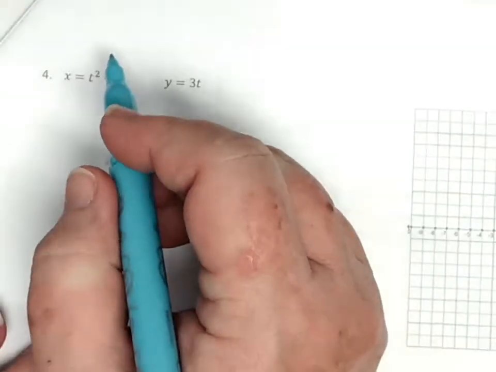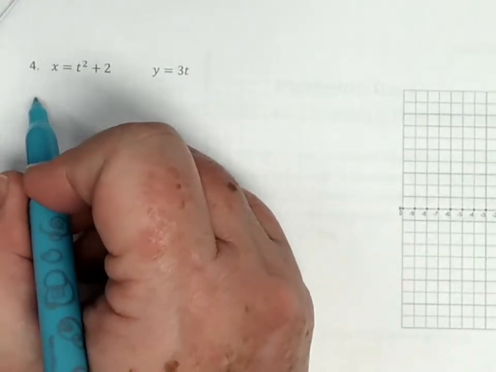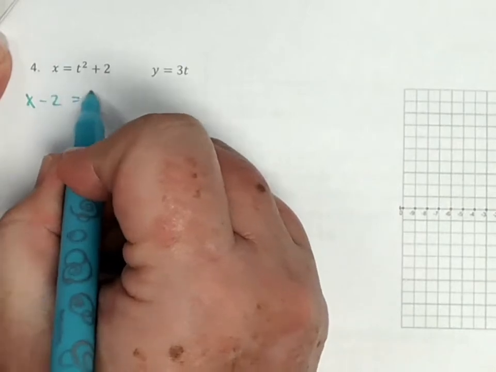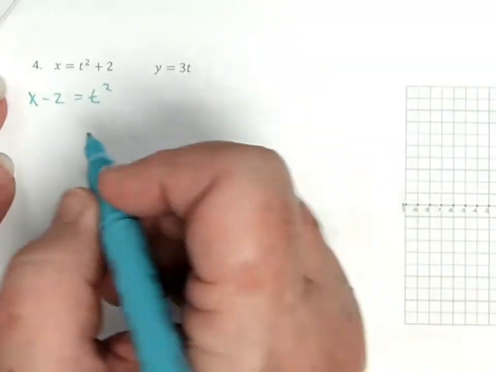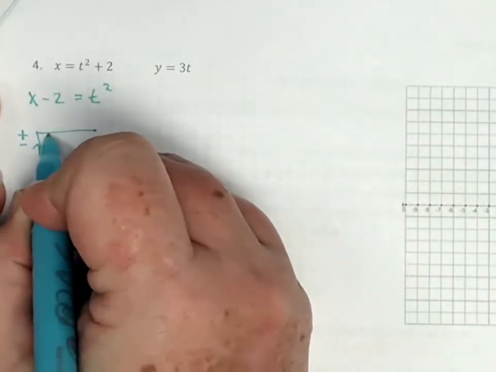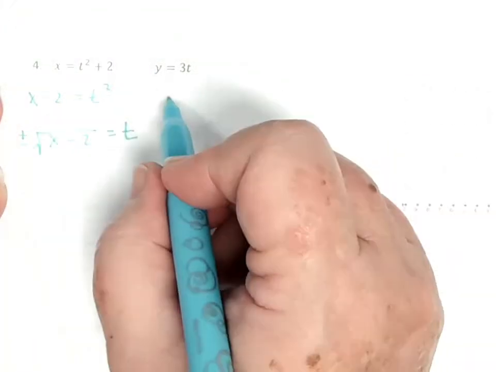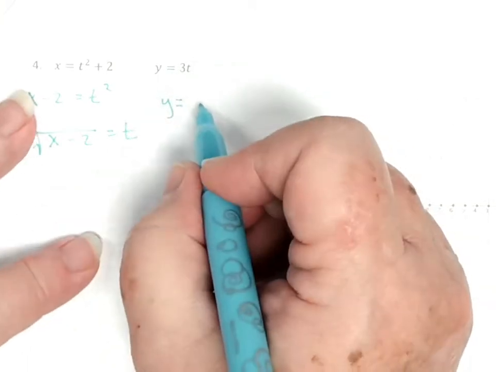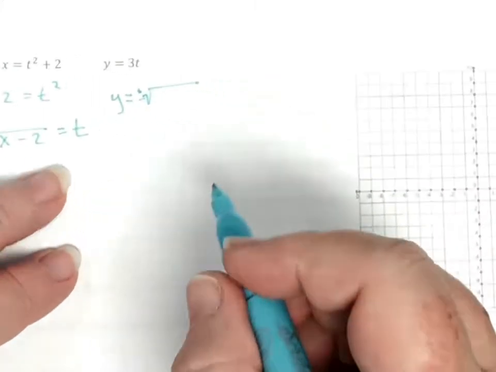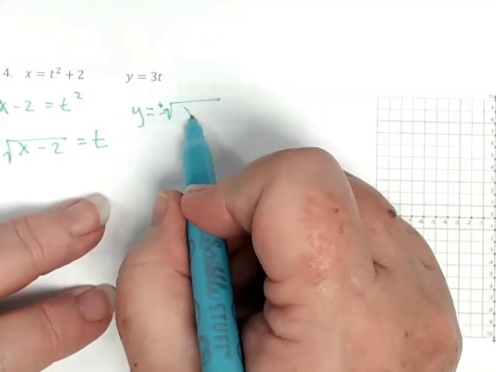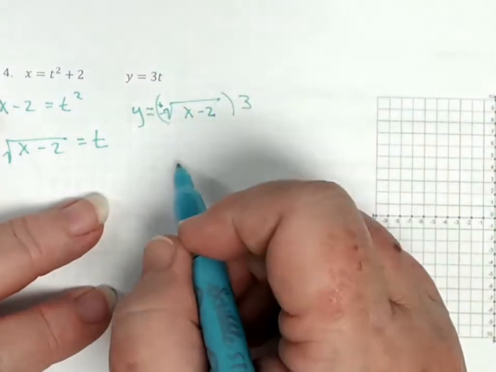Once again, I'm probably going to want to get y by itself. So when I take a look at this problem, I've got x minus 2 equals t squared. Now remember, when I take the square root, because I'm trying to get t by itself, that is plus or minus the square root of x minus 2 equals t. Now I'm going to plug in over here, and I'm going to get y equals plus or minus the square root of x minus 2, all of that multiplied by 3.